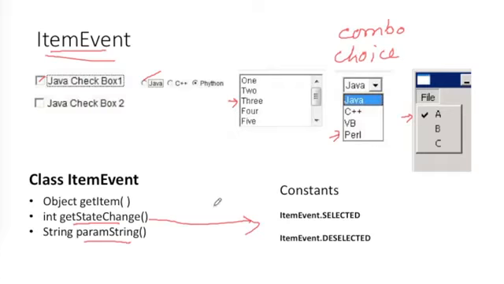So it will return any one of these two values. These are predefined constants available in the same class, so I have simply separated them so that you can easily identify them. And one more method is there, that is get item. Get item will return the reference of the object on which this event is generated. So it returns an object. Why object? Because it may be a checkbox, a radio button, an item in a list, or a menu item. It can be anything, so it returns the reference of that object.